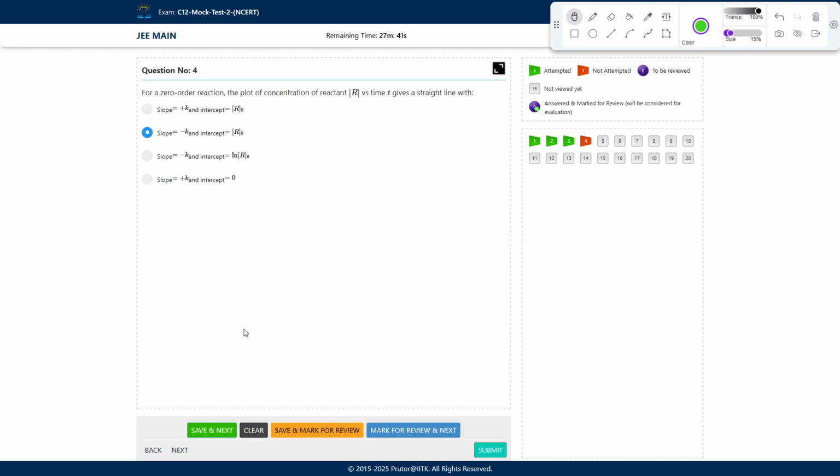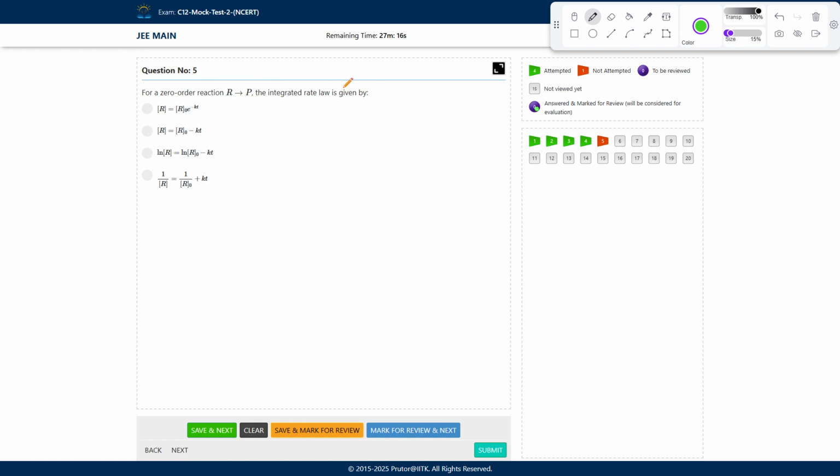Okay, so let's move to our next question. So this is question 5, and it is saying that for a zero order reaction, the reactant is converting to product. The integrated rate law is given by, okay, so we have already mentioned that R is represented by reactant, P is represented by product, and this is a zero order reaction.